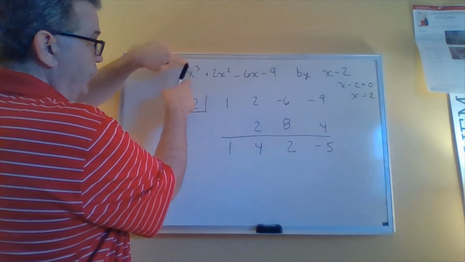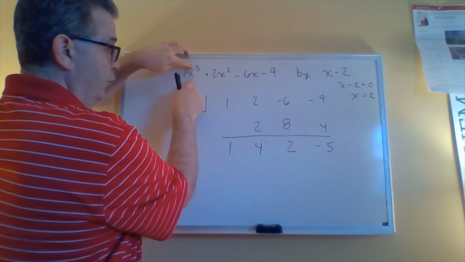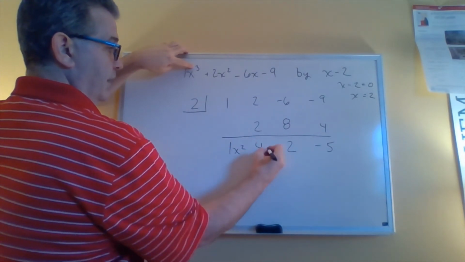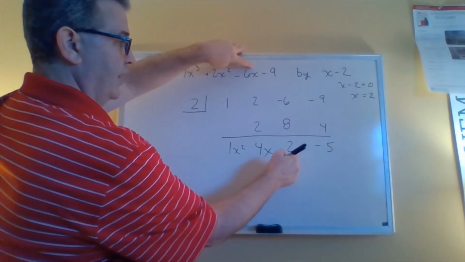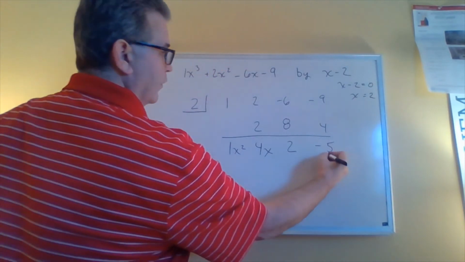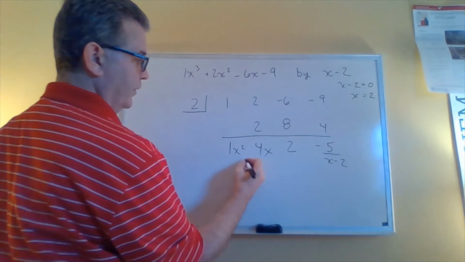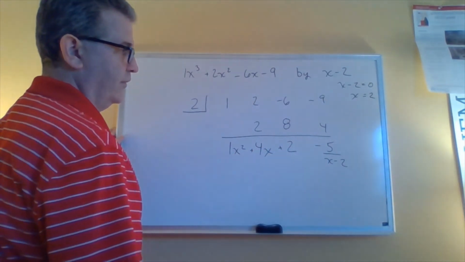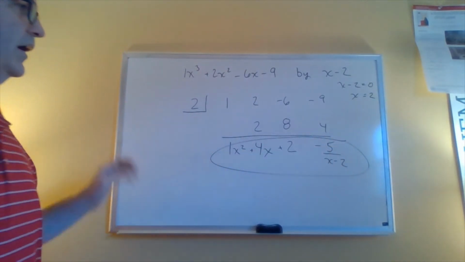We're going to start with a degree less than what we started with up here. Our original problem started at x cubed, which means this is going to be x squared. The next term was x squared, which means it's going to be x. This last one is our constant, which means we have a remainder here. Our remainder is going to be put over whatever we were dividing by, x minus 2. So we're going to have x squared plus 4x plus 2 minus 5 over x minus 2.